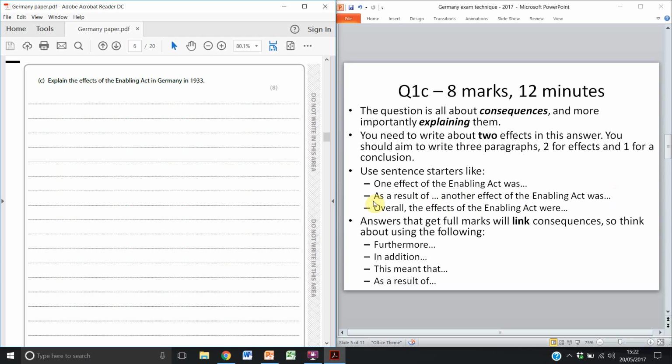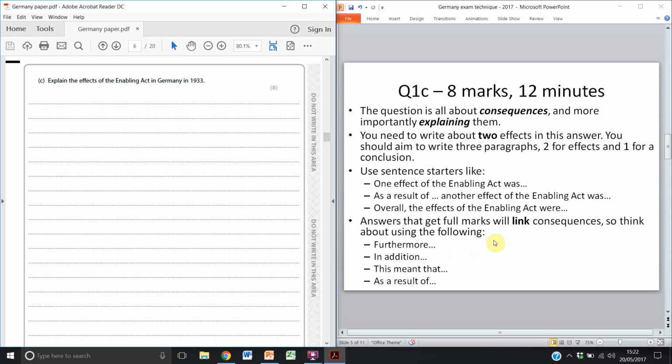Now, this is really important because saying as a result of, mentioning your first effect and then saying another effect was, because what's that starting to do is to show that you are linking the two together. Okay, because history is not a load of separate events, they are interlinking events. One thing leads to the next event, leads to the next event. And then finally, if you do have the time to do a conclusion, overall the effects of the Enabling Act were, and then you do a conclusion where you explain those effects and try and explain the links between them.